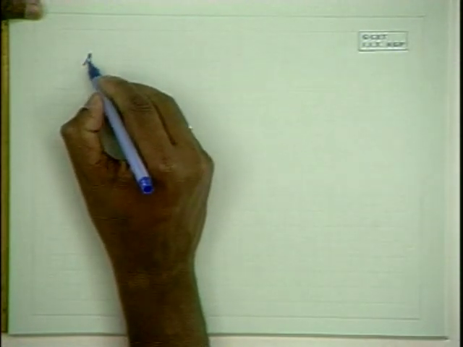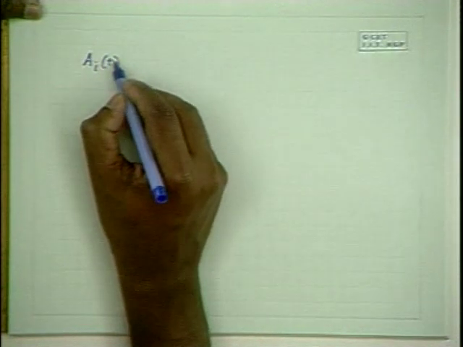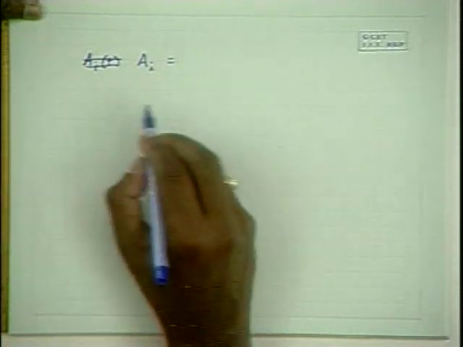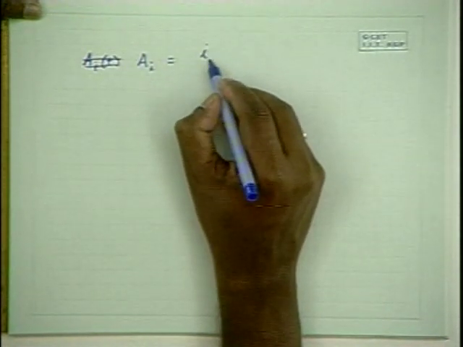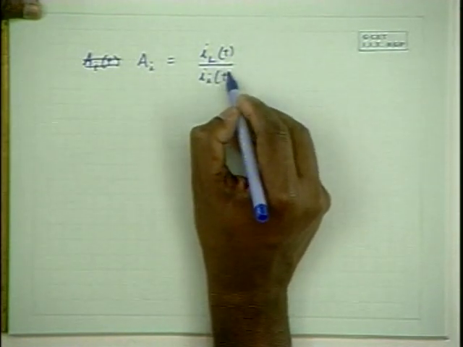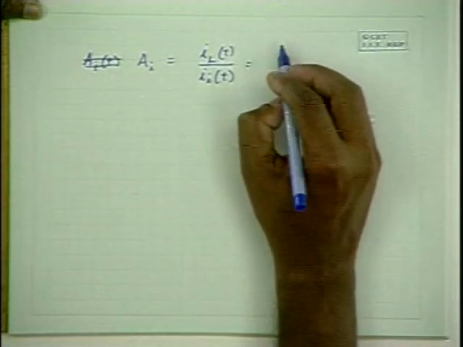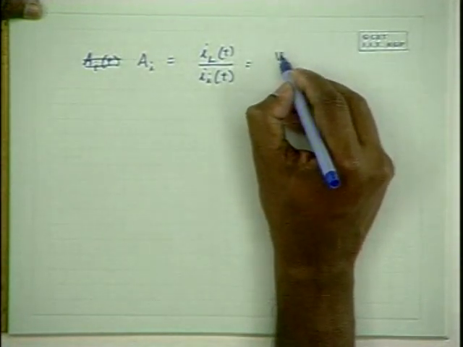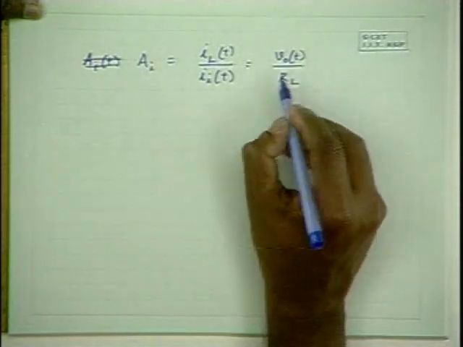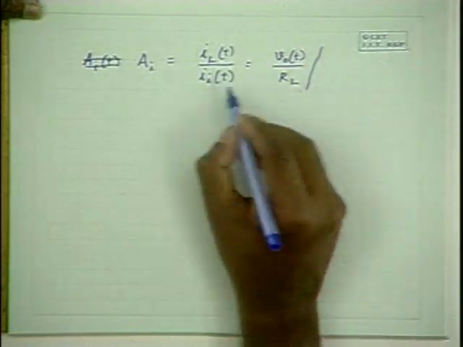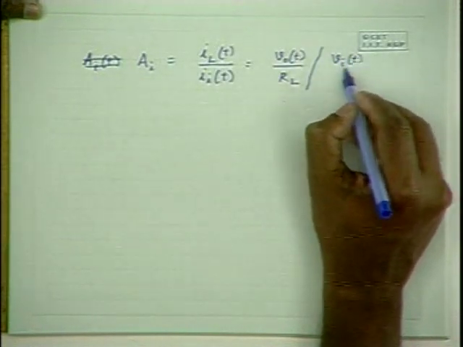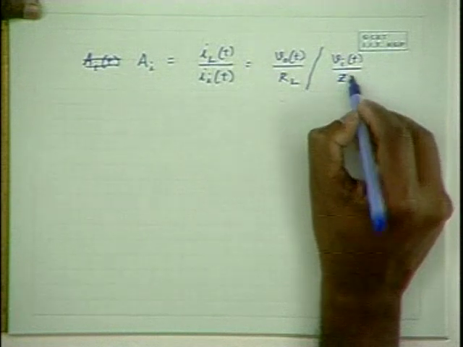The expression for the current gain AI is equal to the load current divided by the input current, and the load current is the output voltage V0T divided by RL, and the input current IIT is equal to VIT divided by Zi.